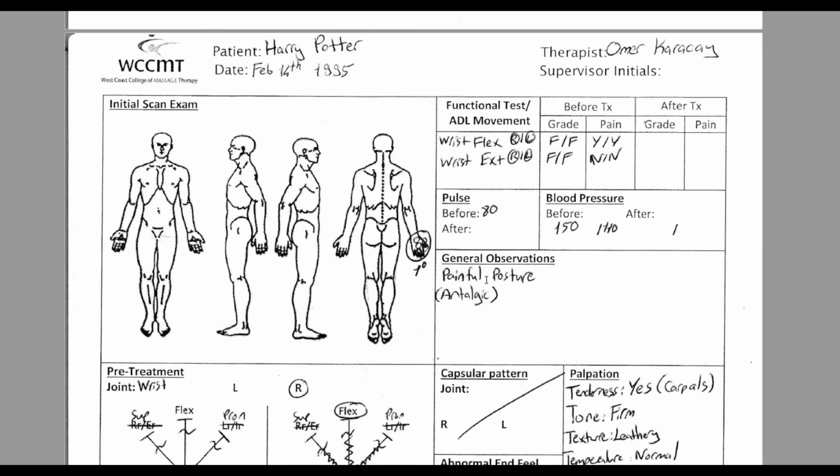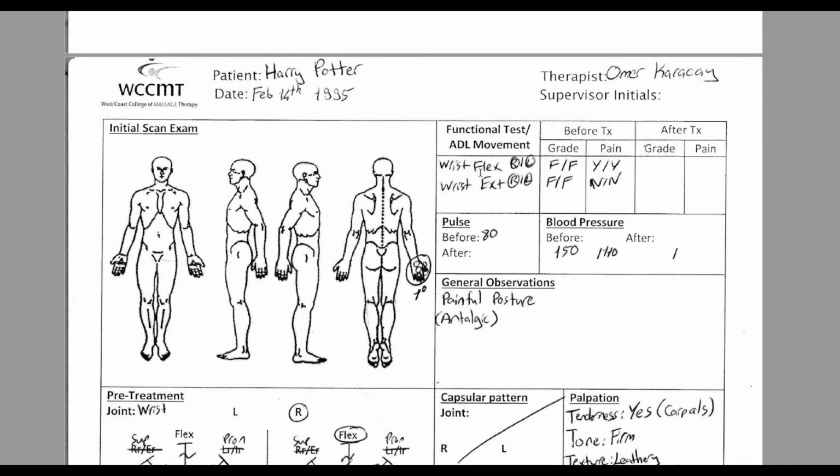Okay. So we got the initial scan exam, most painful, like the area of complaint. It's achy all over. You can tell actually from the circles. Wrist flexion and wrist extension. Now, what are we missing here?